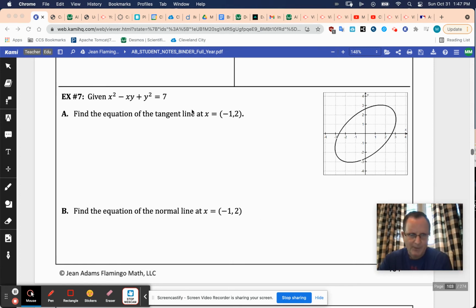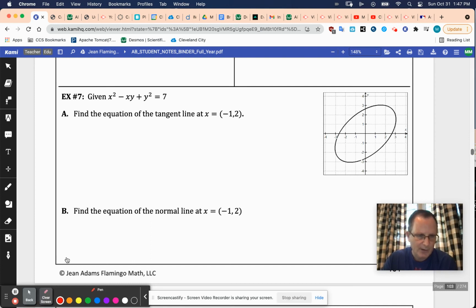And once we have the slope, we already know the x and the y. They told us. If they did not tell us, you'd have to substitute in and solve for one of the variables, that kind of thing. But they did tell us both of them, so that was nice of them.